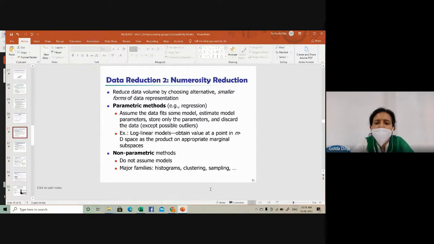Yeah, the second technique, nothing but your numerosity reduction. So for numerosity reduction, you have two types of techniques. One is what is called the parametric method, under which we have the regression, and the second one is what is called the non-parametric method, where you have techniques like histogram analysis, clustering, sampling, and other things.